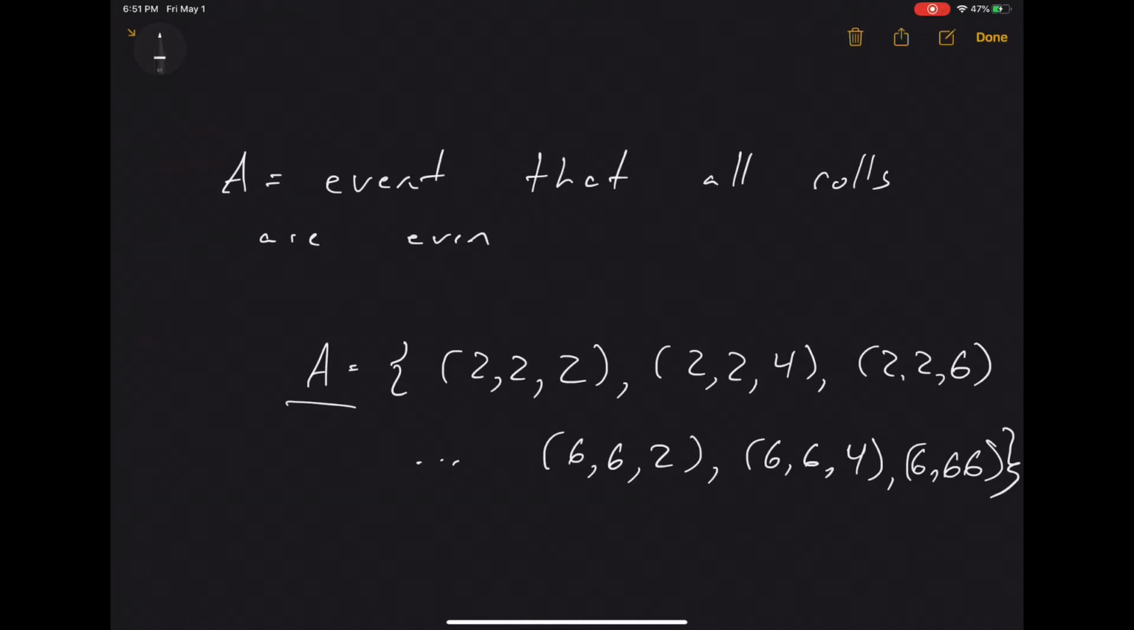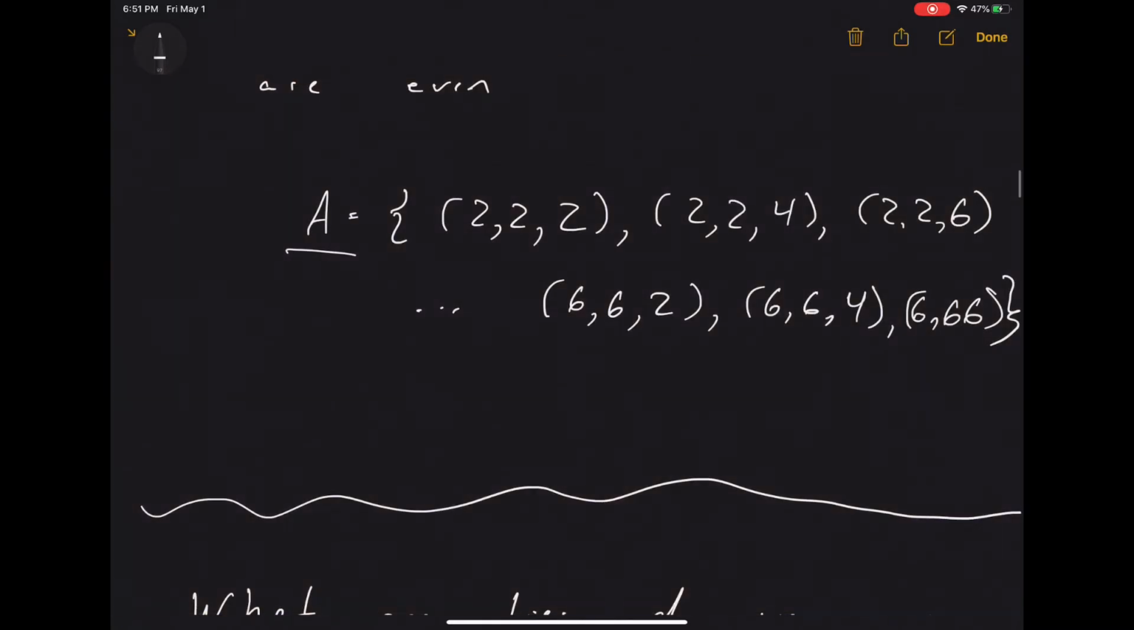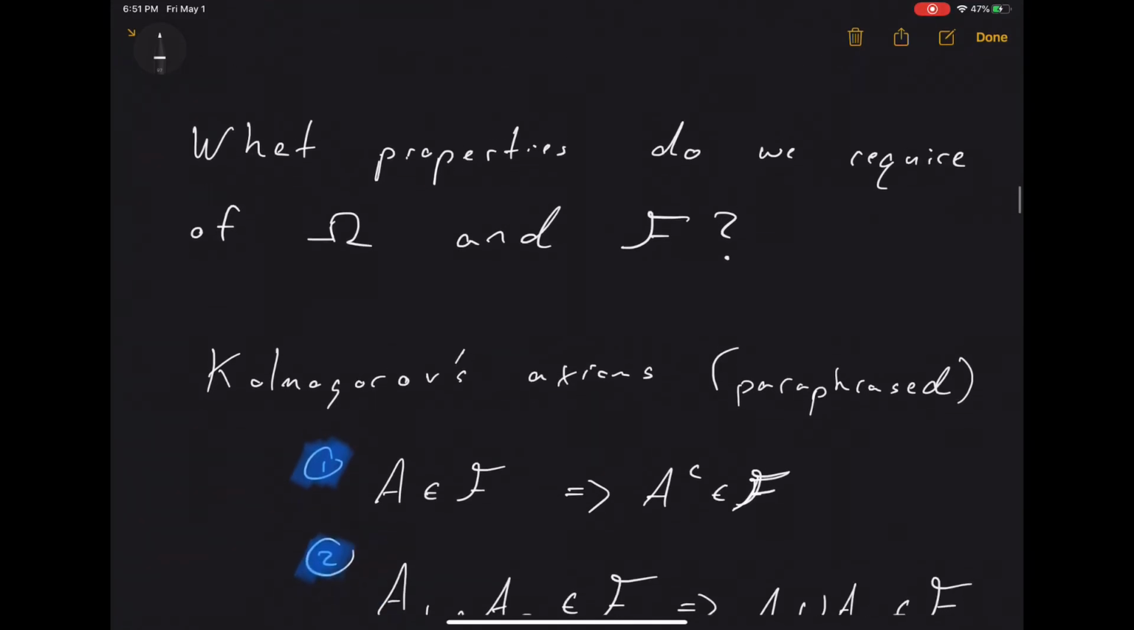So maybe there's some rule that governs what our set looks like, for example, the set of all outcomes where the face of the die is presenting an even number. Maybe there's no logical connection between these individual outcomes in the event.